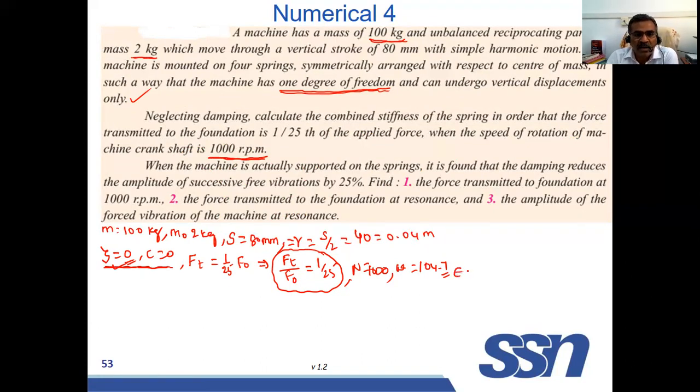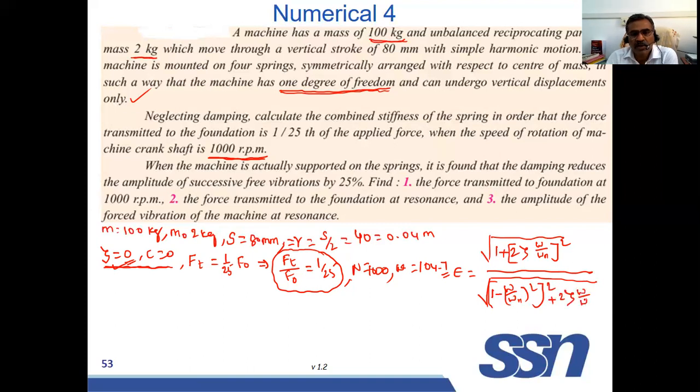Transmissibility epsilon is equal to root of [1 plus (2 psi omega by omega n) the whole square] divided by root of [(1 minus (omega by omega n) the whole square) plus (2 psi omega by omega n) the whole square]. So this is the equation.